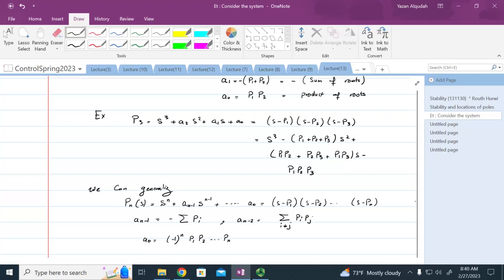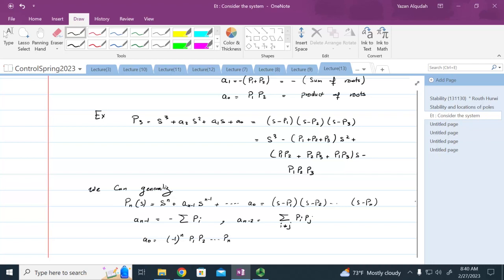Okay, so let me ask you a question. So what is it we're trying to do? We're trying to determine how many roots are in the right half plane. Together? So we're trying to determine how many roots have a positive real part.